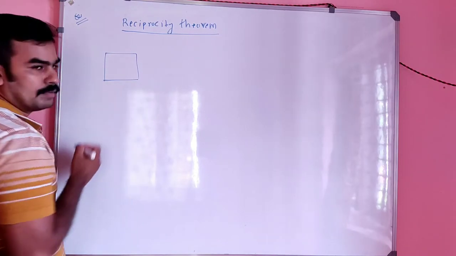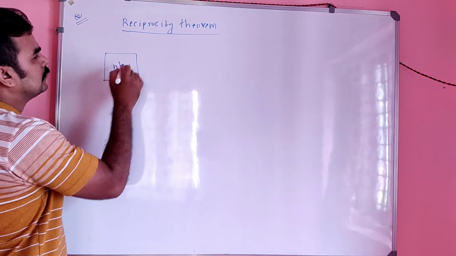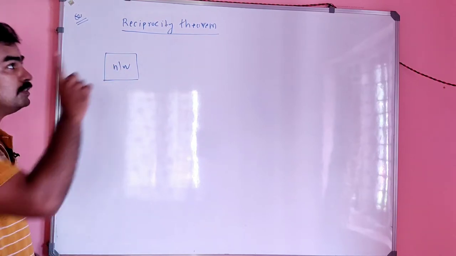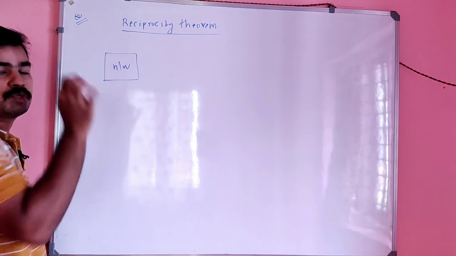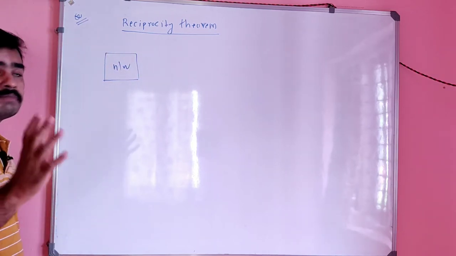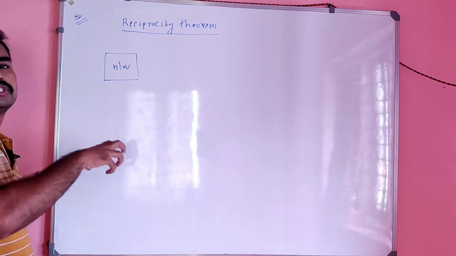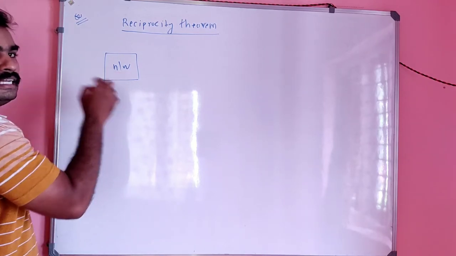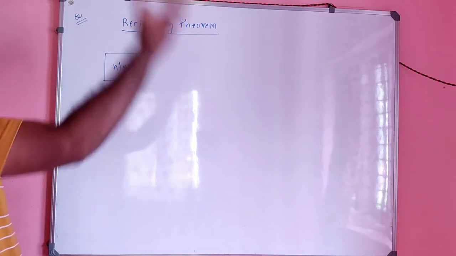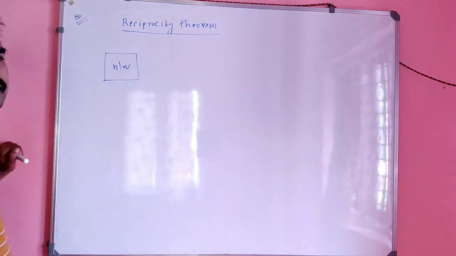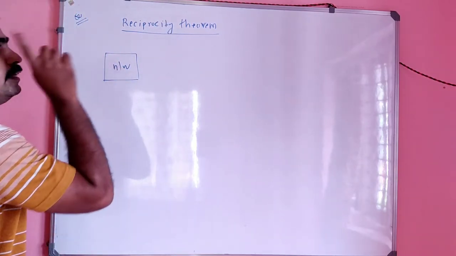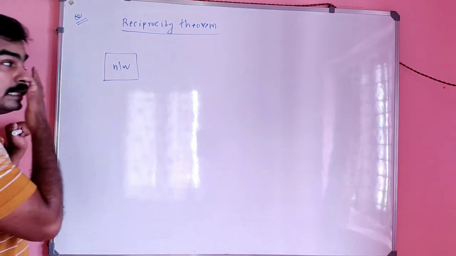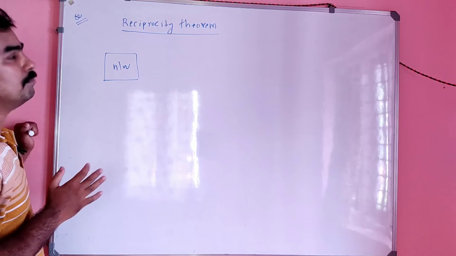Suppose this is a network containing one active element, which means one source only. This theorem is applicable only for a single source, a single excitation network. The remaining elements, resistance, inductance, capacitor, or anything, are no issue, but it should contain only a single source.